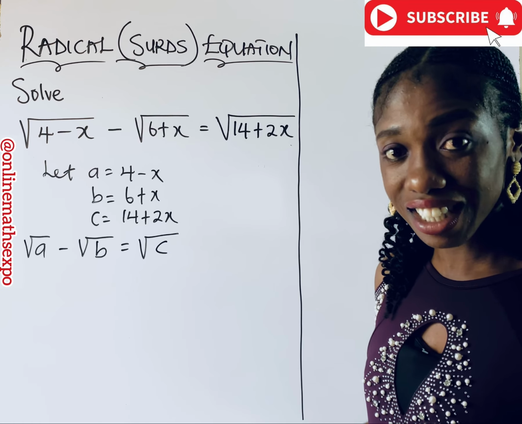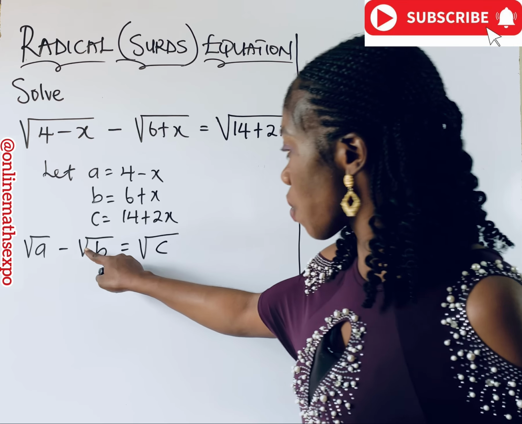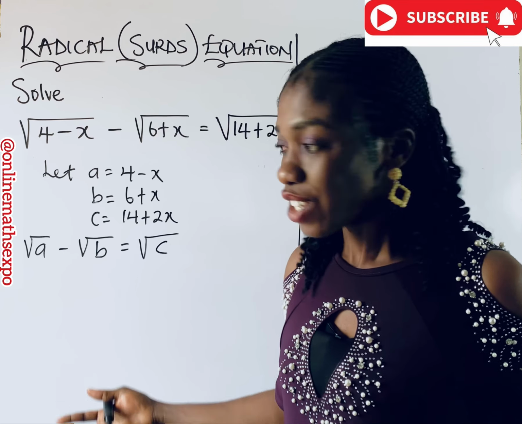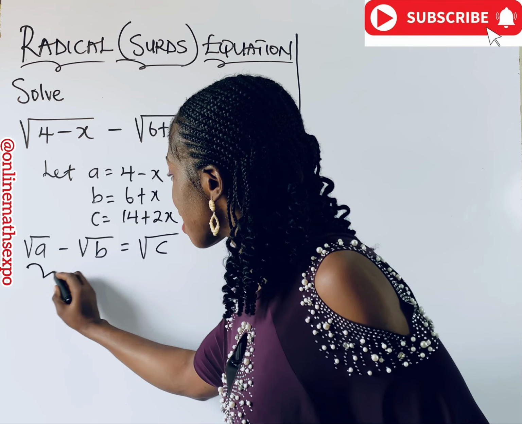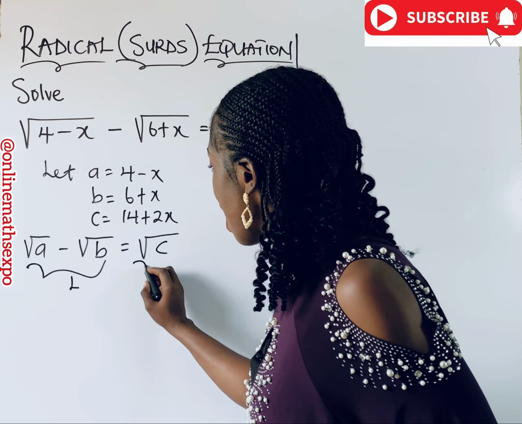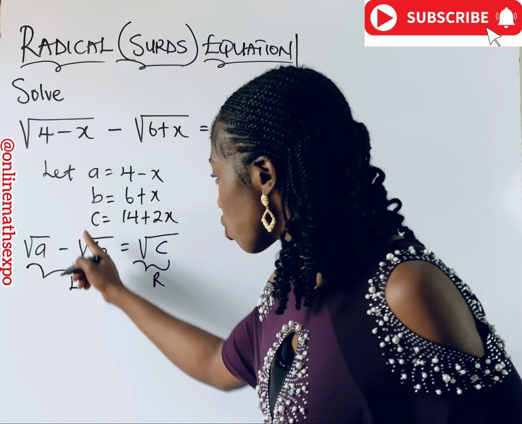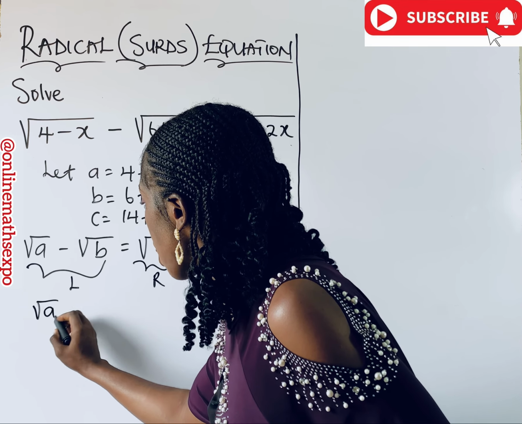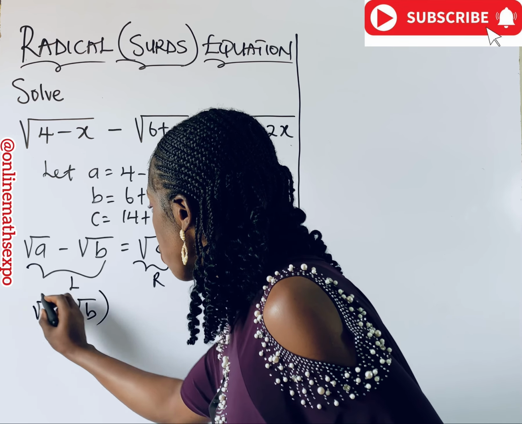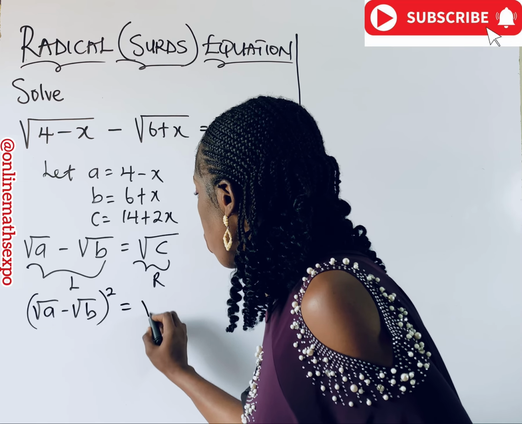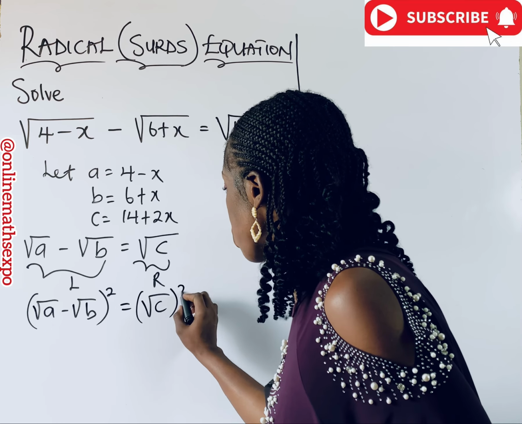So what do you do again? Removing the radical sign is next. And because it's square root, we are going to square. So to square, you remember this is the left side of the equation and this is the right side. So how do you square? You are going to have square root of A minus square root of B all raised to power 2 is equal to square root of C all raised to power 2.